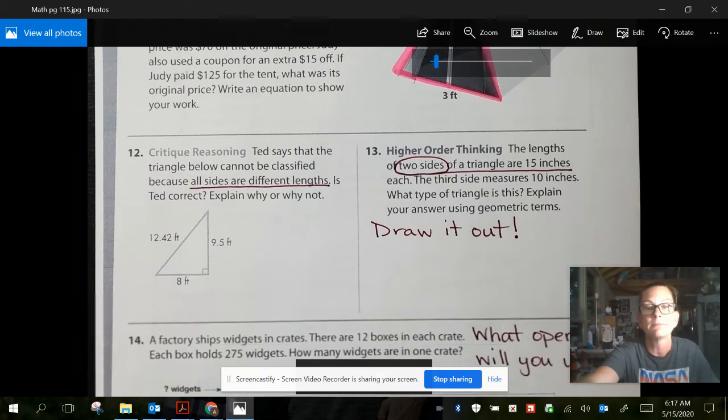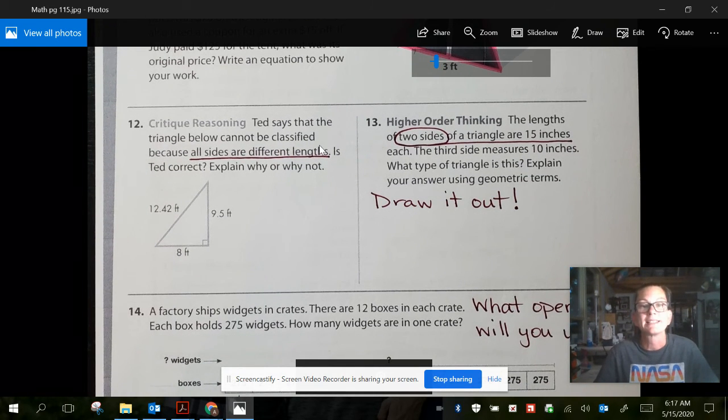Down here, Ted says the triangle below cannot be classified because all sides are different lengths. Well, we know what a triangle is called when it has all different sides. So tell me about it. Okay. Higher order thinking, two sides of a triangle are 15 inches. The other one is 10 inches. Tell me what kind of triangle that is. Draw it out. That always helps.